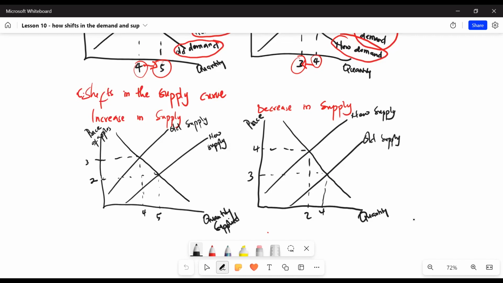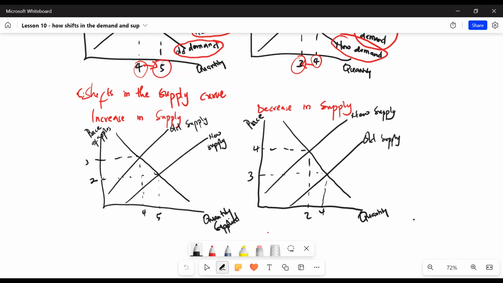Now, we have talked in detail in our previous lessons about the factors that shift the supply curve. But to summarize, these are some of the factors that can shift the supply curve to the left or to the right: the number of sellers, the price of inputs, technology or productivity, and sellers' expectations. So a change in any of these factors can cause the supply curve to shift to the left or to the right. Now, let's first consider when there's an increase in supply.